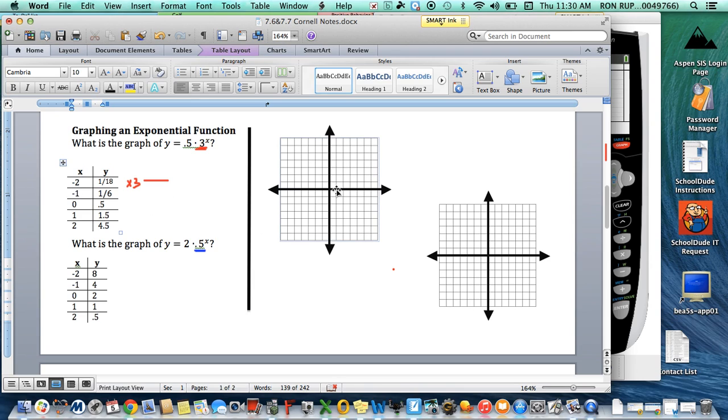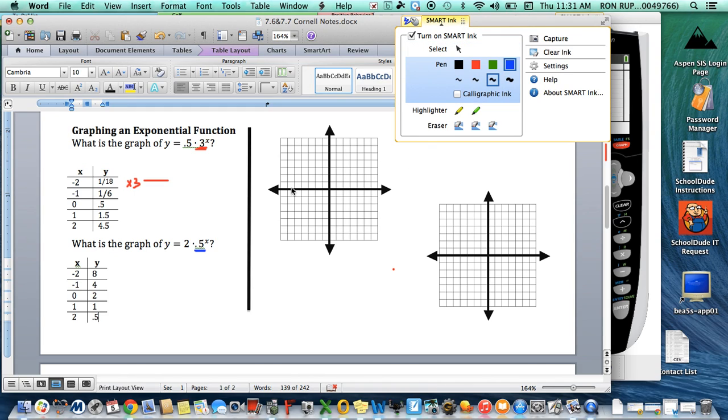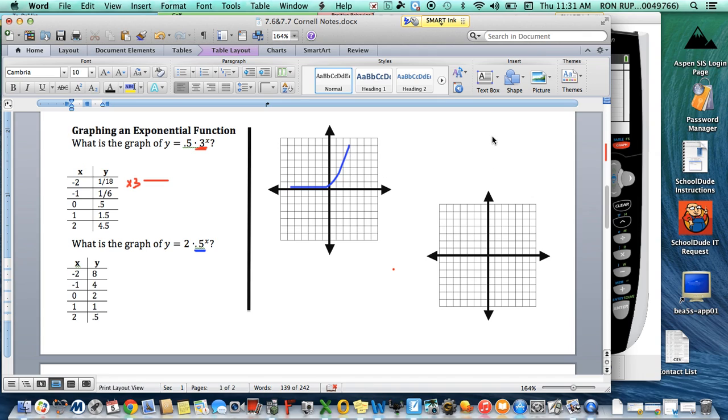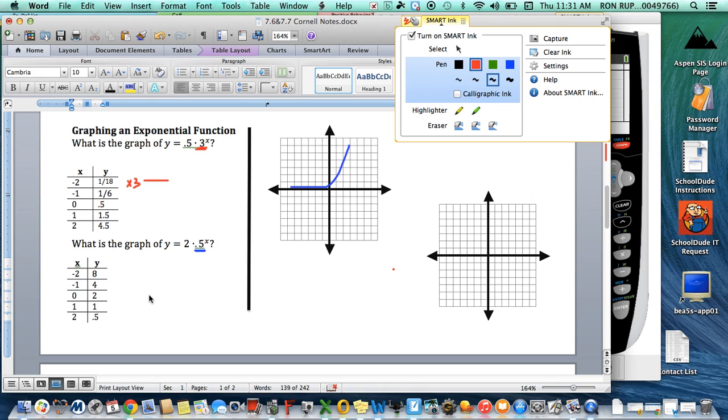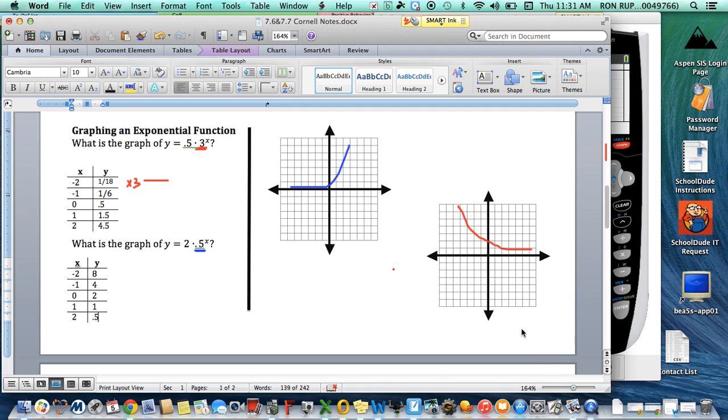We've got the point negative 2, 1 18th, negative 1, 1 6th, 0, 1 half, 1, 1 and a half, 2, 4 and a half. And so our graph will look something similar to this. I guess I should have done that in red, but that's okay. Down here, negative 2, 8, negative 1, 4, 0, 2, 1, 1, 2, .5, you can tell our graph will look something like that. And so that is how you plug in the values to fill out your table and graph.